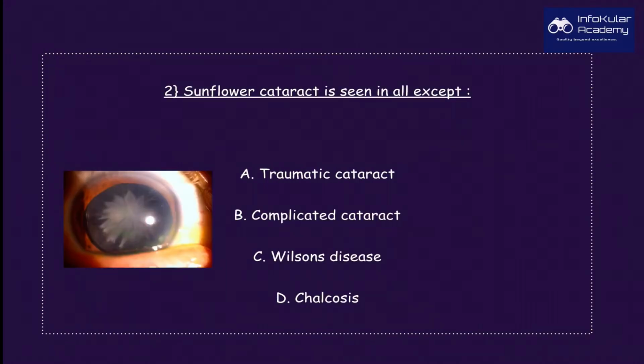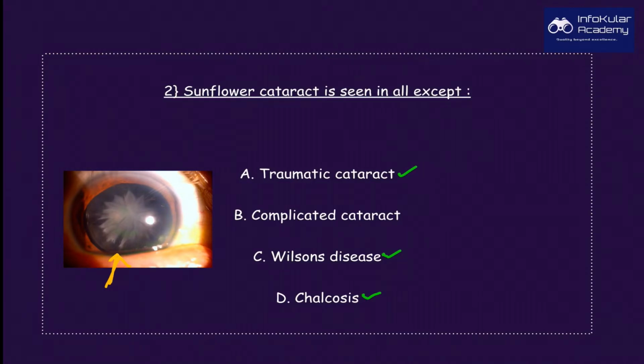Sunflower cataract is seen in all except: traumatic cataract, complicated cataract, Wilson's disease, chalcosis. Your time is up. Sunflower cataract, you can see in the picture. This is the shape of the cataract that is visible externally, is seen in chalcosis, Wilson's disease, and also in traumatic cataract.